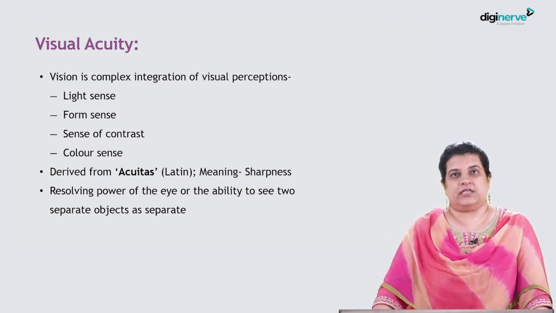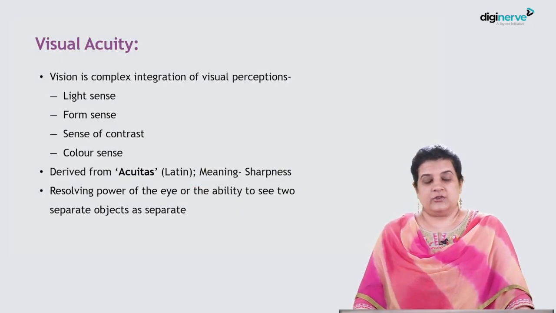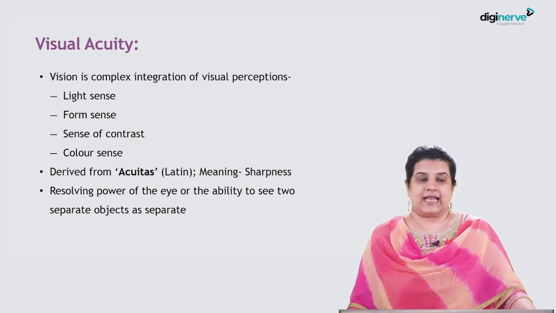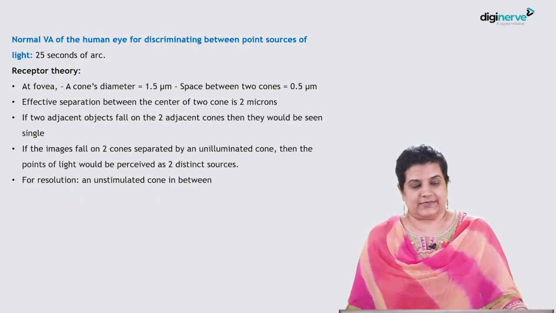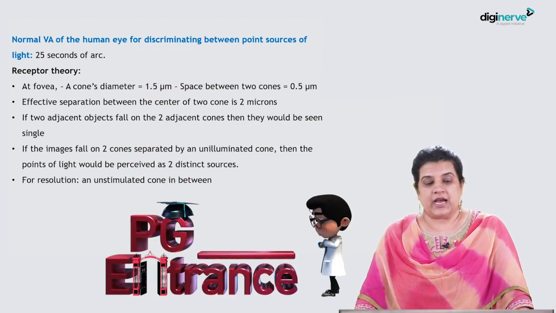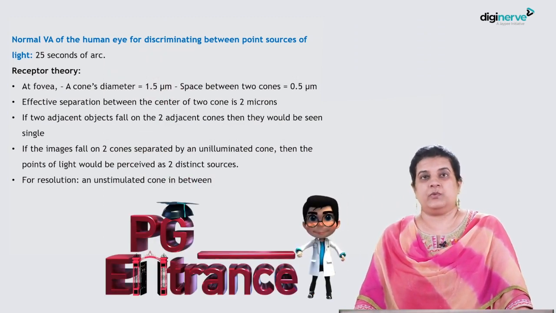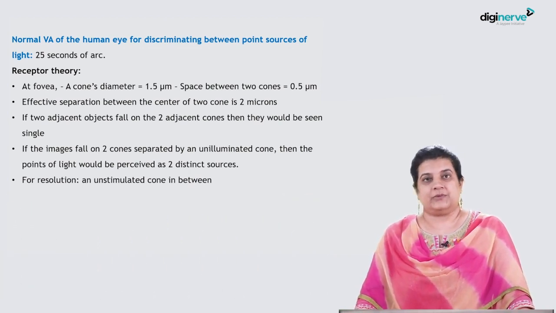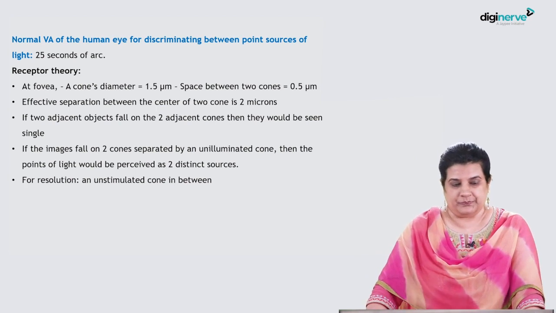The word acuity is derived from acuitas, which is a Latin word and means sharpness. So it includes the resolving power of the eye or the ability to see two separate objects as two distinct entities. Now, the normal visual acuity of the human eye for discriminating between point sources of light is 25 seconds of arc. Now, this can come as an MCQ question.